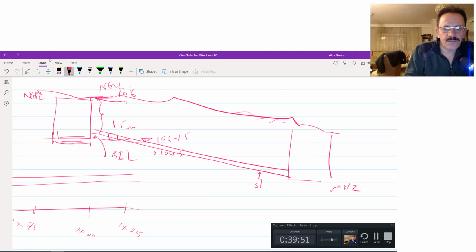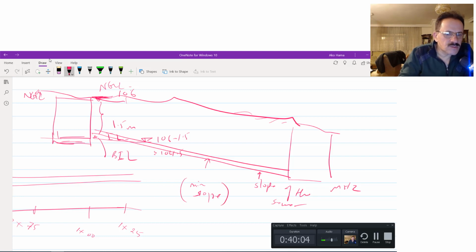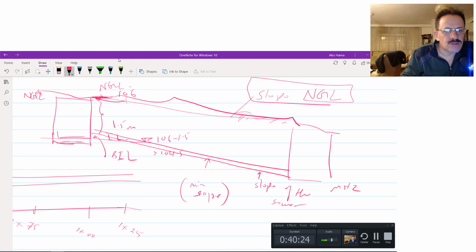This is the slope of the sewer, and it's better to use the minimum slope. We can get the minimum slope from the pipe profile, from the catalog of the pipes, or you can go with the slope of the natural ground level, if it is better, because I will do a small cut, the same cut.